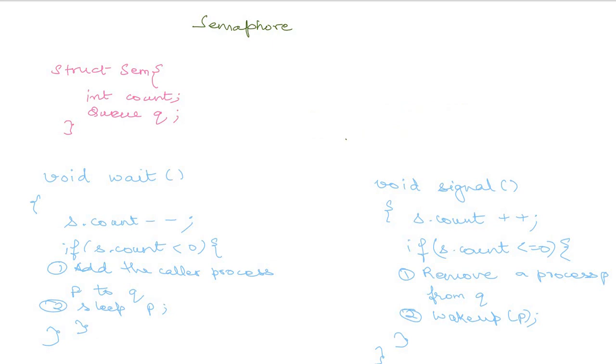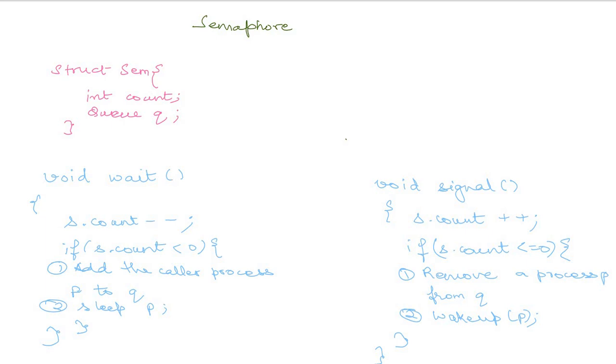So count is being decreased, and if it's negative, it adds the caller process P to the queue, because the count has become negative. If the count is negative, then it means that all the restrooms in that analogy were occupied. So you need to send it to the queue, and then you also make the process P sleep.